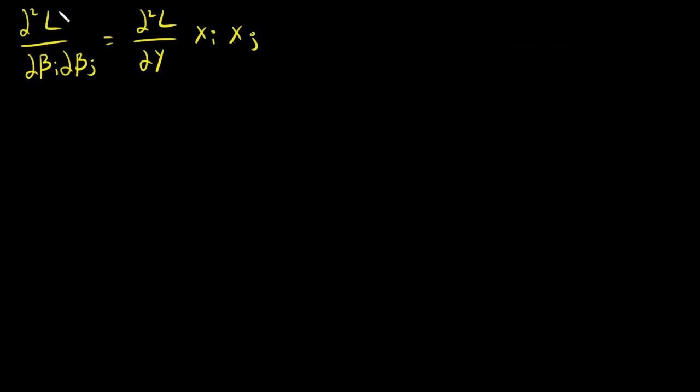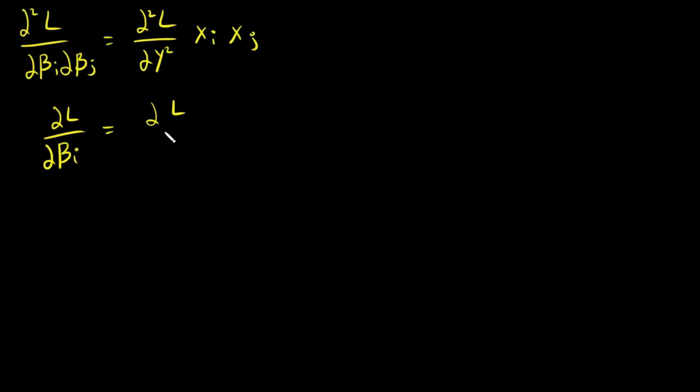The second derivative of the log likelihood with respect to beta i and beta j is the second derivative of the log likelihood... I think I'm missing a 2 there... x_i times x_j. Okay. So to show this, let's start with just the first derivative of the log likelihood with respect to beta i.